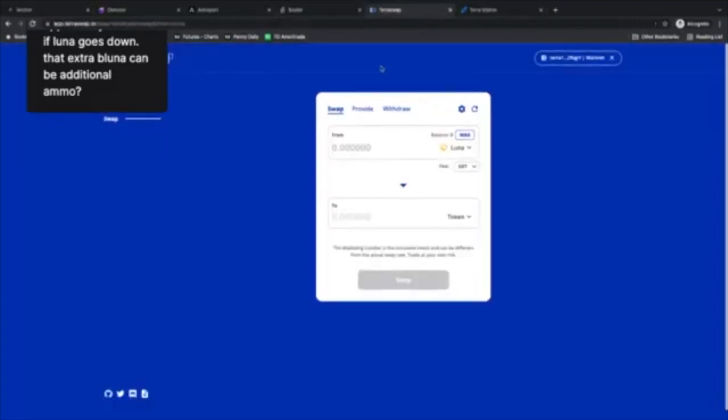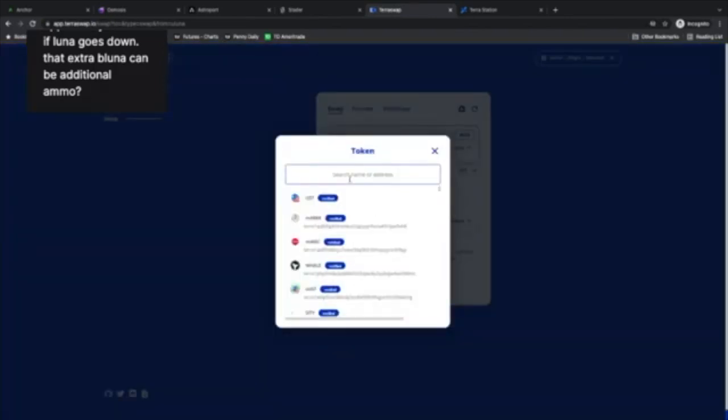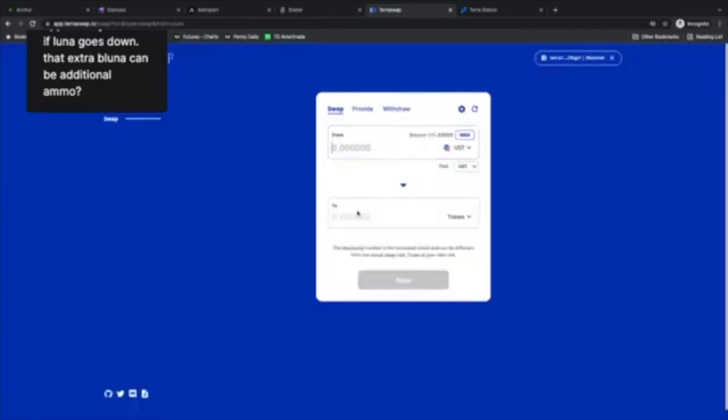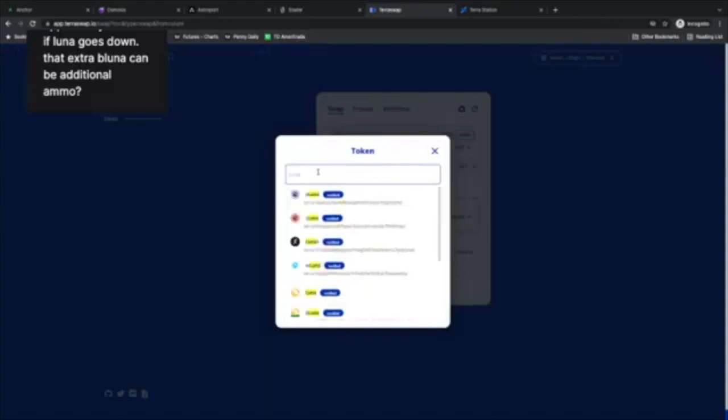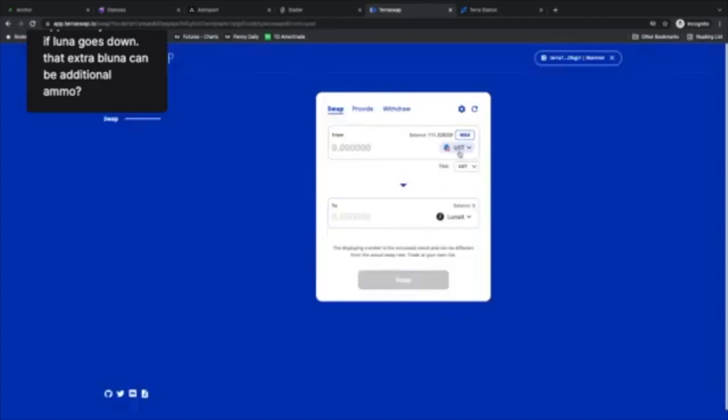So what I'm going to do is I'm going to go to TerraSwap. I have my wallet connected. I am going to go from UST, and I'm going to first buy Luna X. Okay. And I'm going to put, we'll say, $45 worth here. And so I'm going to get 0.50 of Luna X. So I'm going to swap this.